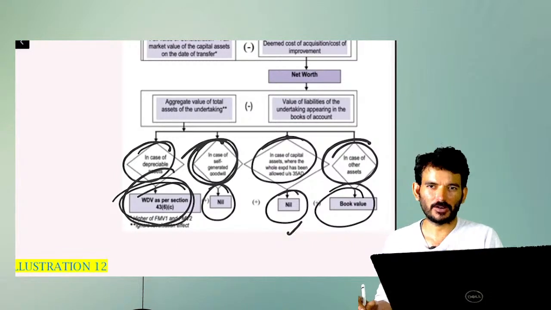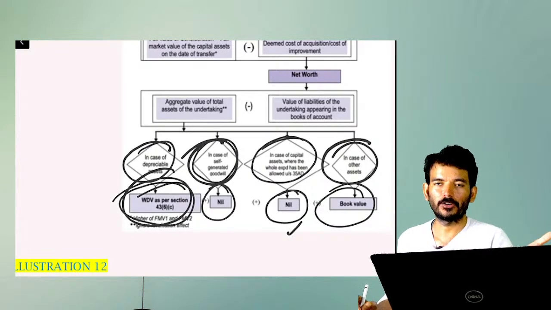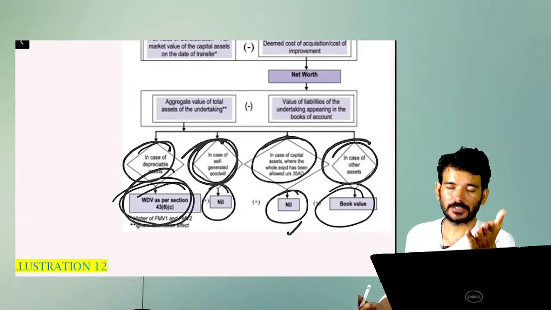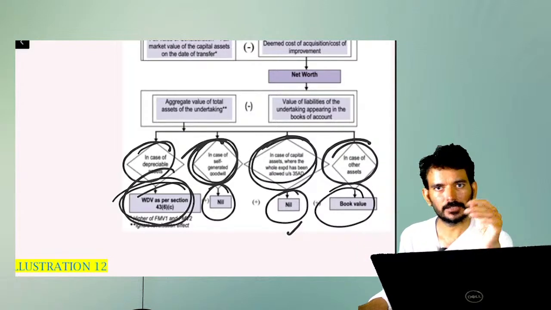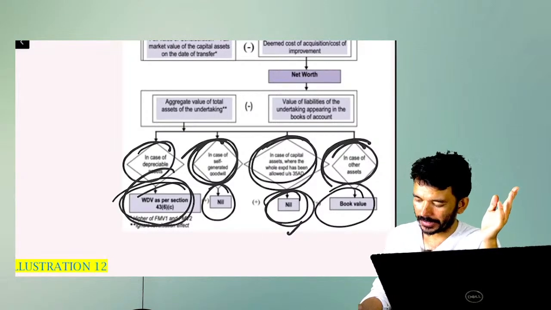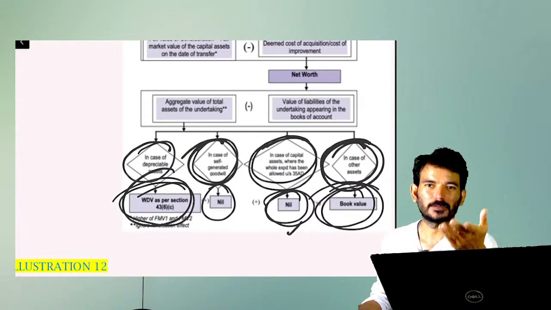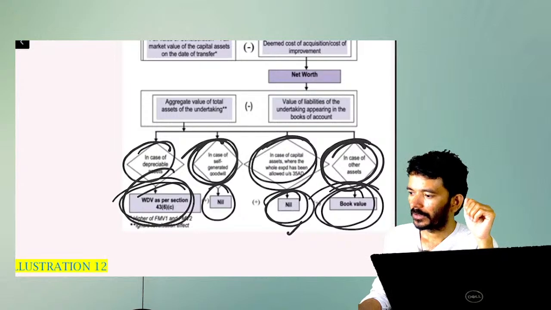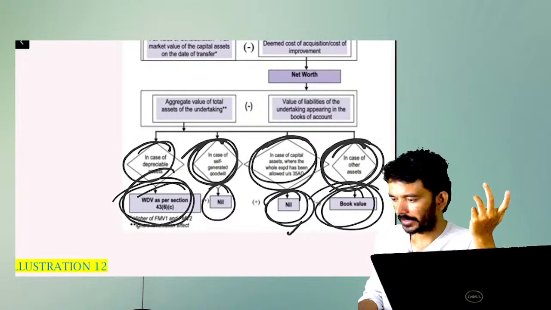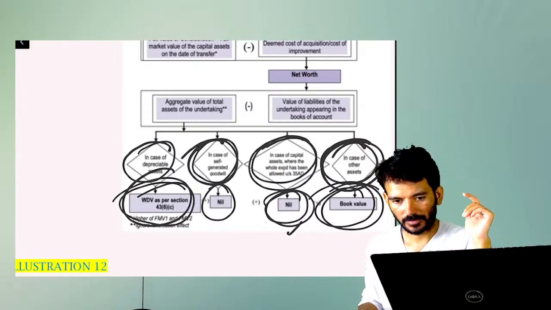If it is self-generated goodwill, we have said many times, self-generated goodwill should not be recognized. If you are recognizing it by mistake, make it 0. In case of section 35AD assets, it should be 0, and in case of any other thing, you take the book value, something like your debtors, your prepaid expenditure, maybe loans and advances you have given to someone, like that.